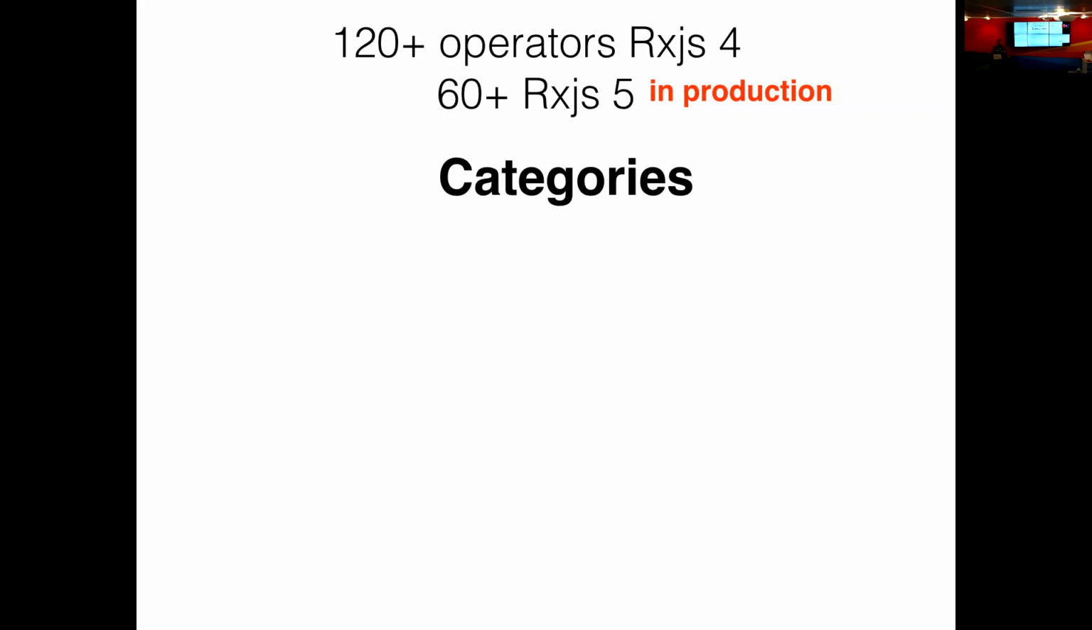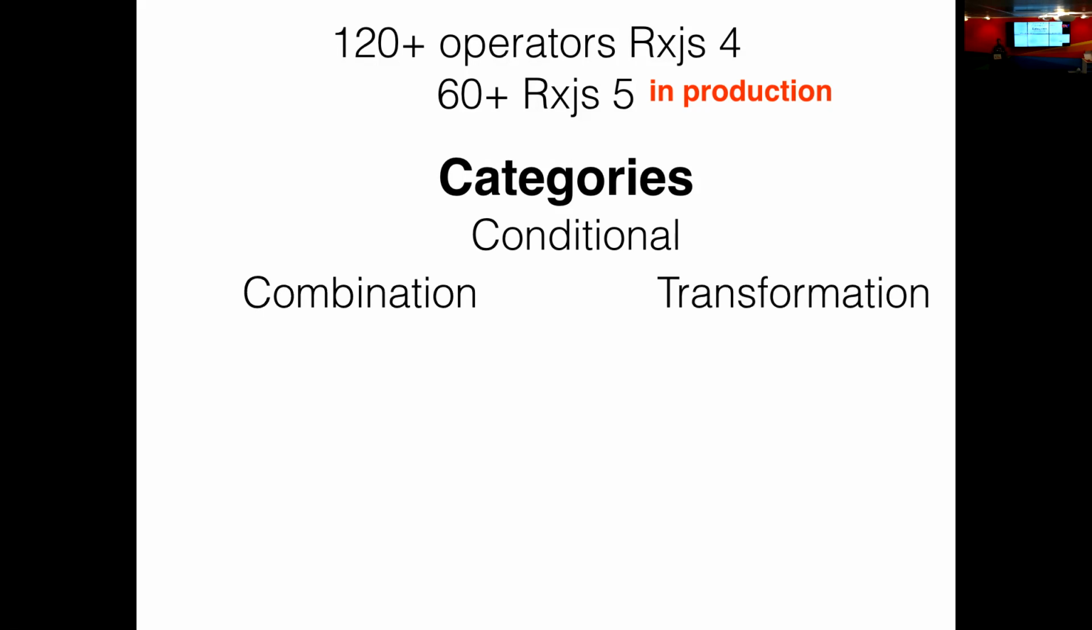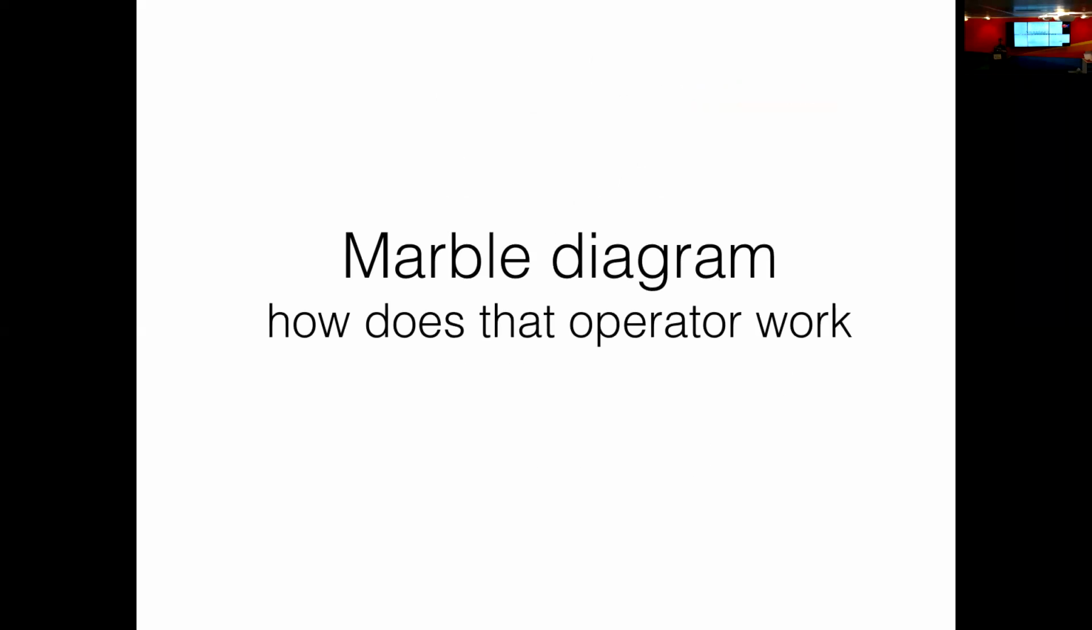As I said, 120 operators became 60 operators. And you have different categories of operators, so you can just cherry pick the operators that you think are valuable for you from each category. So you have conditional, combination, transformation, filtering operators, utility operators, and multicasting. That's a lot of categories, but you don't need to know all of them.